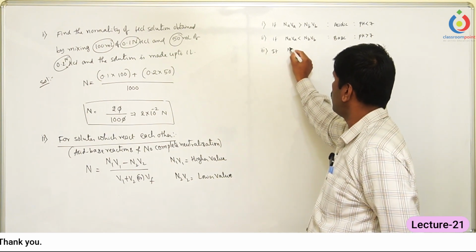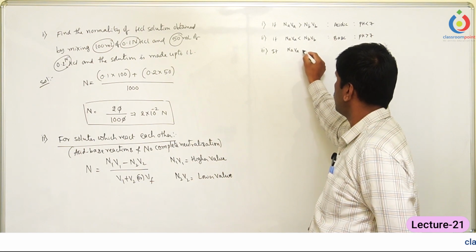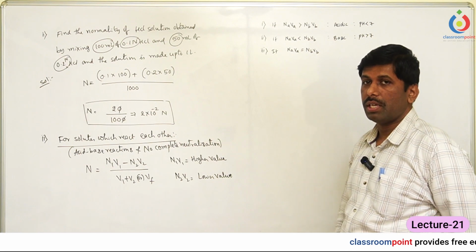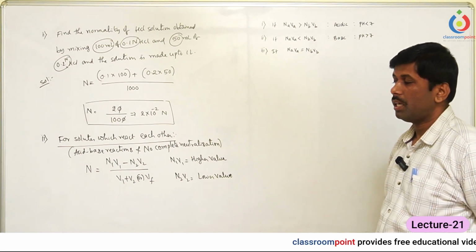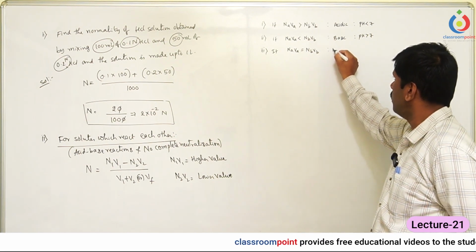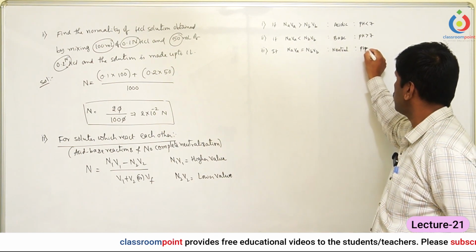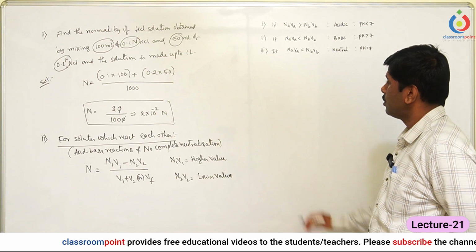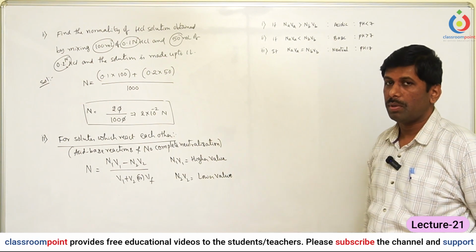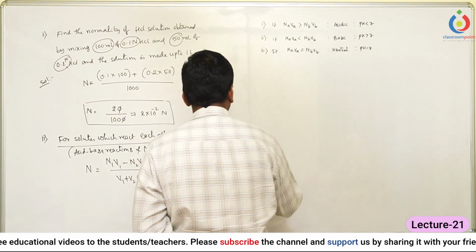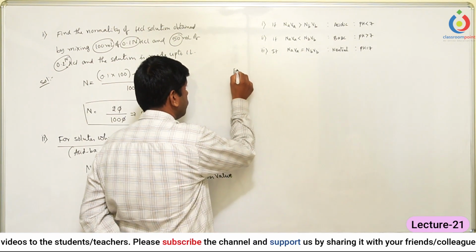If NaVa equals NbVb, meaning the normality and volume of the acid equals the normality and volume of the base, then complete neutralization takes place, so pH equals 7. For complete neutralization this formula is not required, since we already made one formula that can be used. So now let us take an example.